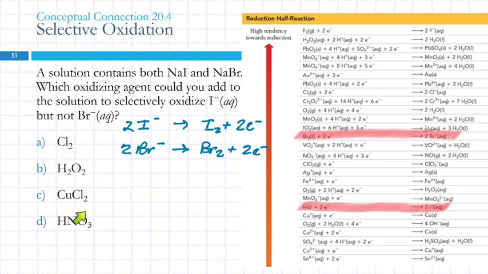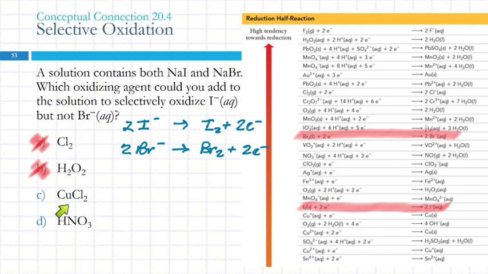Chlorine, H2O2, CuCl2, HNO3. So do we see Cl2 in there anywhere? No, we see ClO2. Cl2 is up here, so that's not going to work. Oops, well, I guess that works. H2O2. H2O2 is over here, and that's the only place we see it. So that's also backwards, right? So that's not going to work.